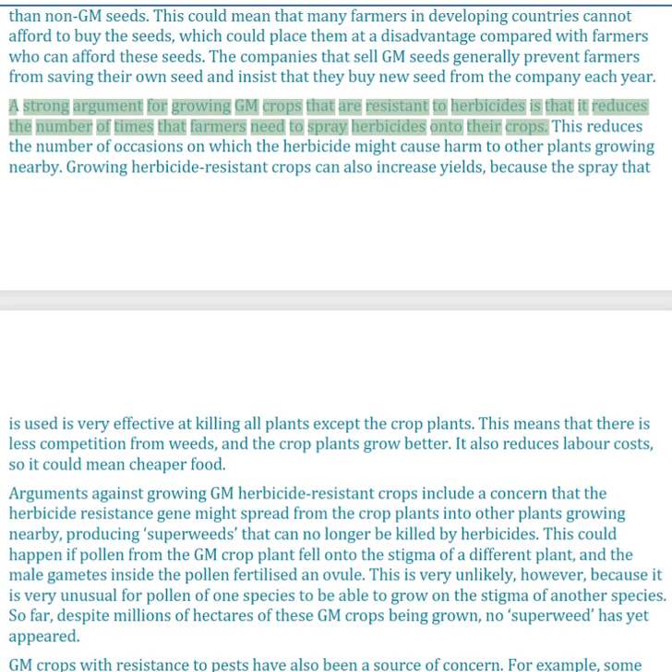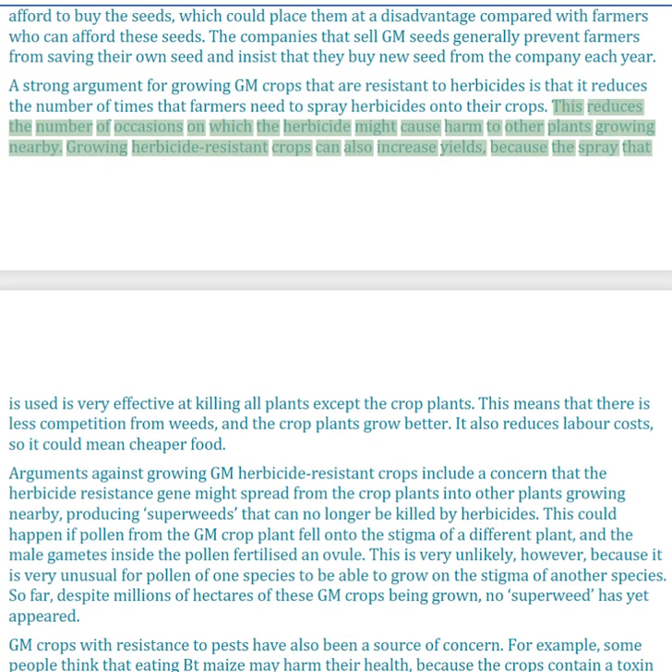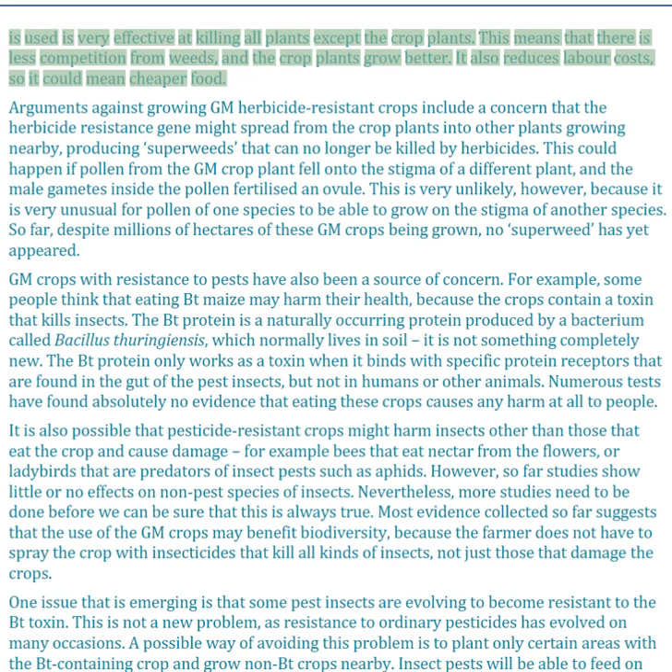A strong argument for growing GM crops that are resistant to herbicides is that it reduces the number of times that farmers need to spray herbicides onto their crops. This reduces the number of occasions on which the herbicide might cause harm to other plants growing nearby. Growing herbicide-resistant crops can also increase yields because the spray that is used is very effective at killing all plants except the crop plants. This means that there is less competition from weeds and the crop plants grow better. It also reduces labor costs, so it could mean cheaper food.